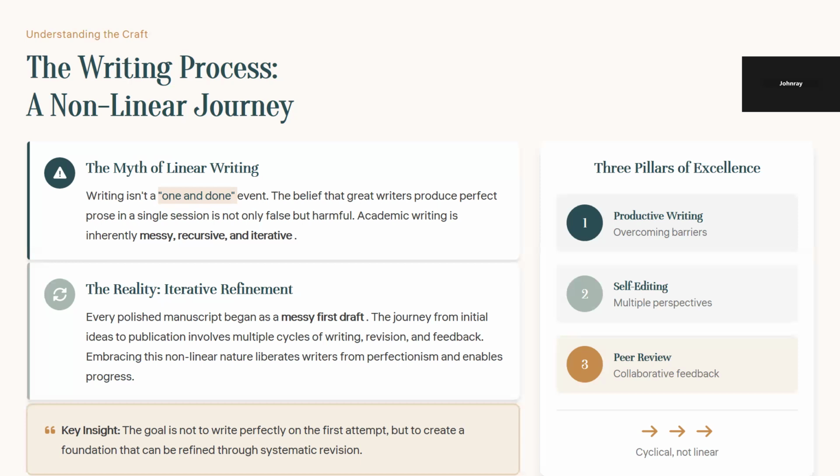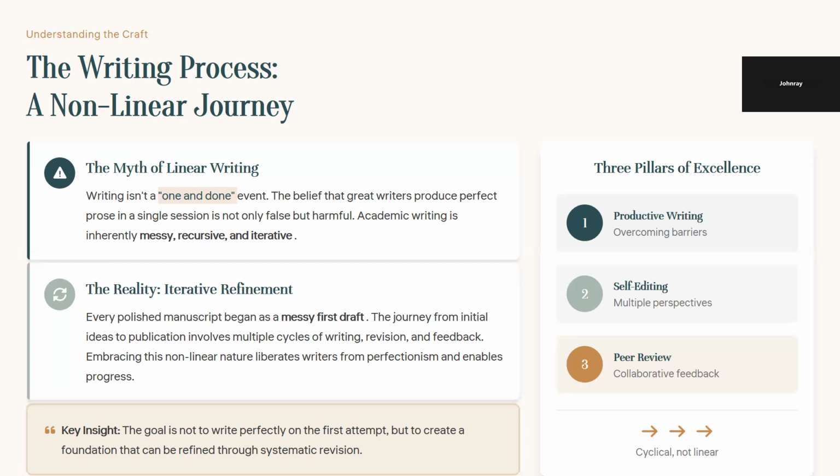Okay, then there are three pillars I want us to keep in mind once we go ahead. The first one is productive writing, overcoming the barriers.